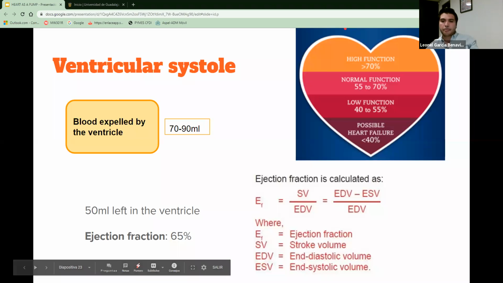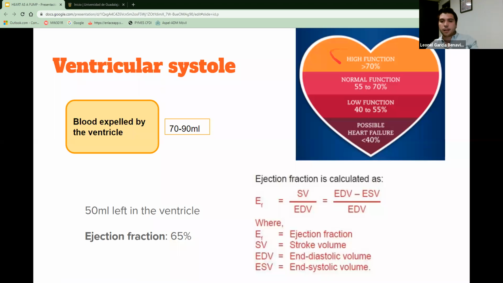And what does that mean? We have a high function, a normal function, a low function, and a possible heart failure to classify all of the categories of heart failure. So a normal human being, as we said, needs to have an ejection fraction of 70%. However, in some people, it can get to less than 60, less than 50, less than 40, and then clinical symptoms start to appear. That's when the stroke volume has been diminished.